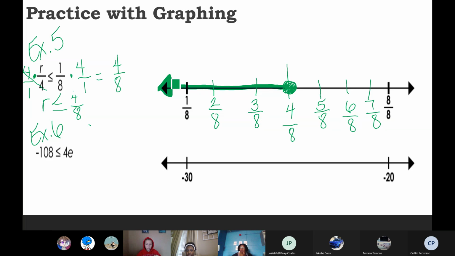Everyone should be working to solve example 6 and complete your number line. That's the first thing I would do, is make your number line. Fill in that blank space between -30 and -20. Remember, the closer I go to -20, the bigger my numbers should become. So -29, -28, -27.